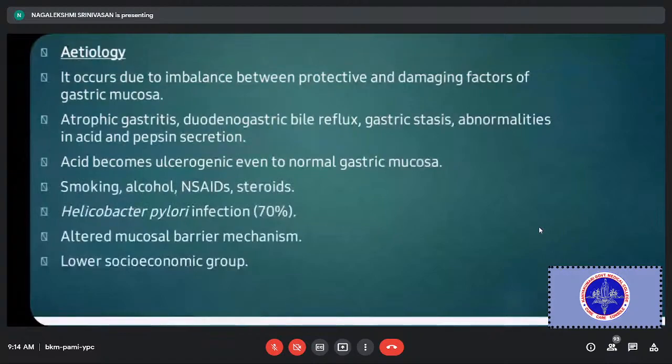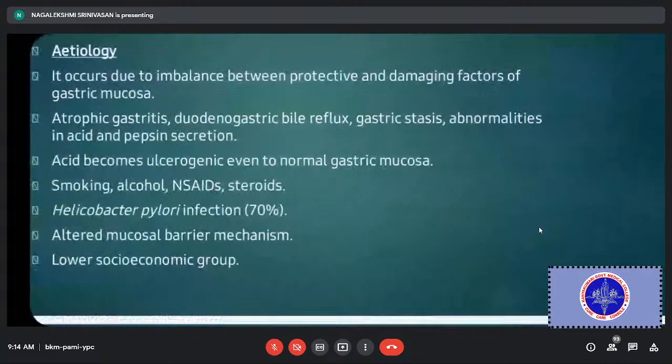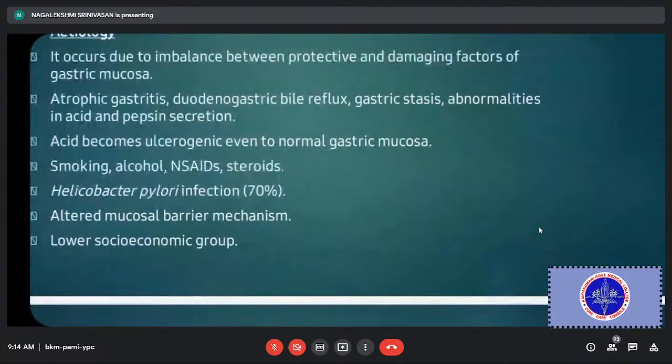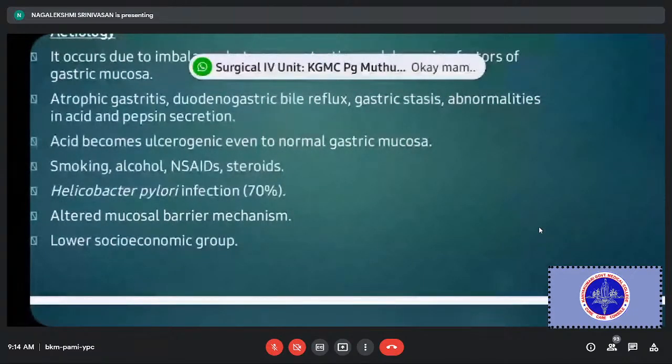It is the most common prevailing cause, in about 70% of patients. Altered mucosal barrier mechanism and lower socioeconomic status. So what happens in the lower socioeconomic status? Diet becomes the most important predisposing factor. Old cooked food, cooked the day before yesterday or yesterday, will be taken, and there will be accumulation of bacteria along with yeast formation, and that becomes the predisposing factor for injury. Already there is an ulcer or a mucosal barrier disruption.